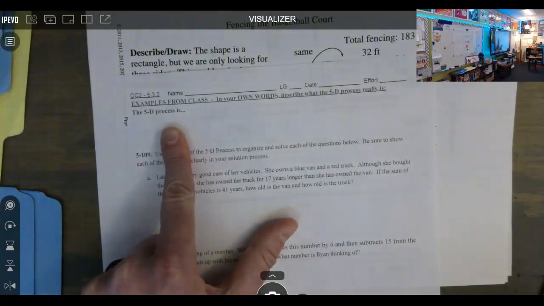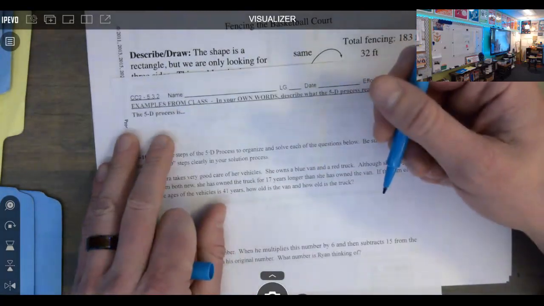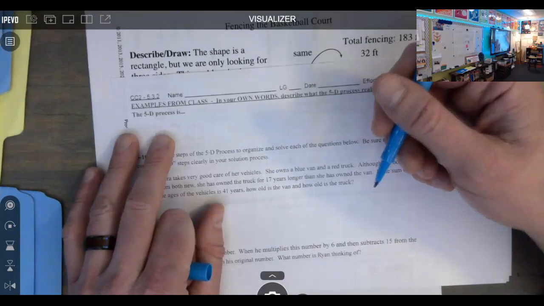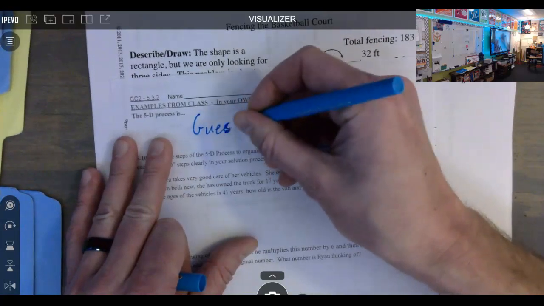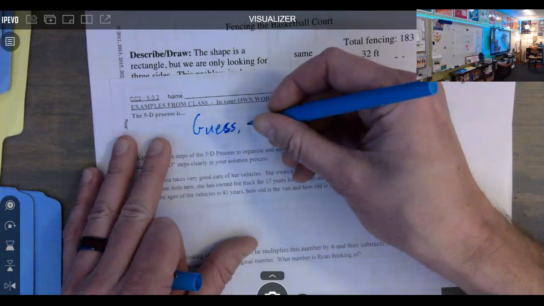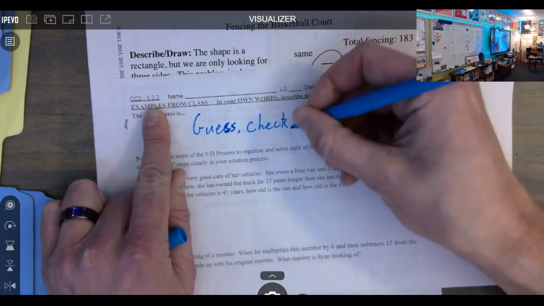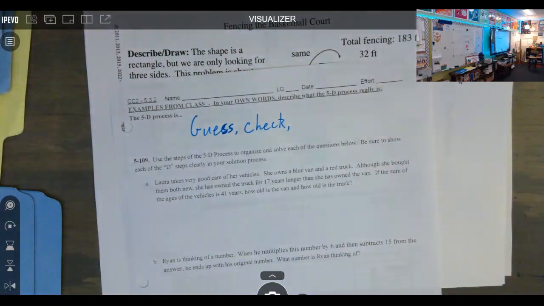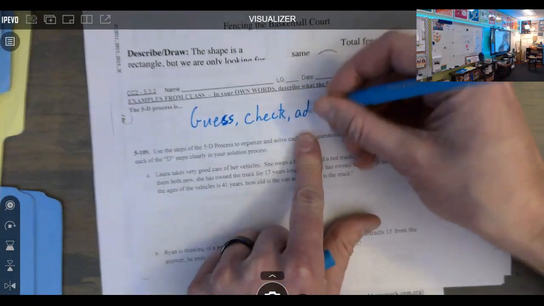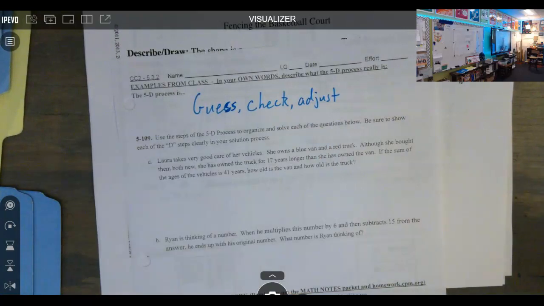The 5D process is, so right up here, guys, what did Lakin tell us to do? Can we just guess? It's a guess. Guess. This is 532. Guess. Check. And then what did we do when our answer wasn't right? We adjusted, right? Guess, check, adjust. That's really it. It's a guess, check, adjust process.